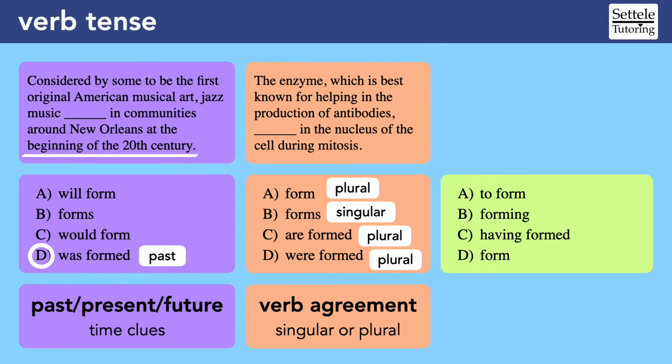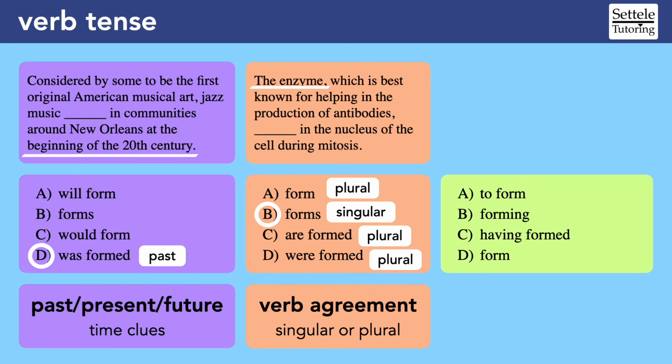"The enzyme, which is best known for helping in the production of antibodies, blank in the nucleus of the cell during mitosis." The which clause is meant to distract us from the subject at the beginning of the sentence, which is the singular enzyme. Now we have proof that choice B is correct. The enzyme forms in the nucleus. The verb agreement rule has some annoying twists that I'll cover in a separate lesson, so don't worry if you're a little confused right now.